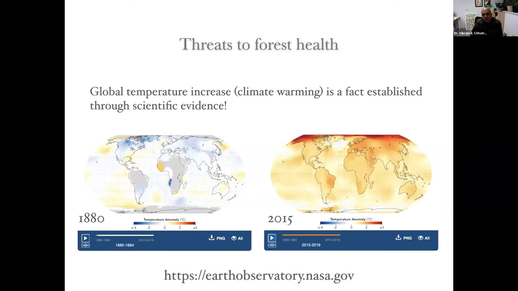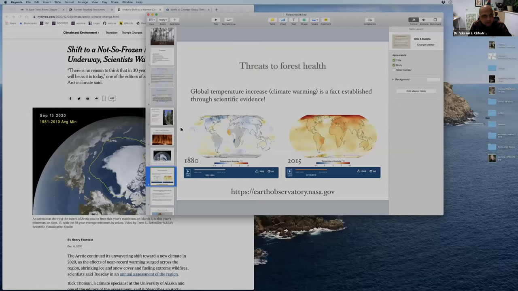Here's another demonstration of how the temperatures have changed since, let's say, the 1800s. And so these are the two extremes. The first picture shows coloration, and there is a temperature anomaly scale at the bottom that shows you temperature change in blue from -4 to +4, which is in red. And so between 1880 and 2015, there's a huge difference.